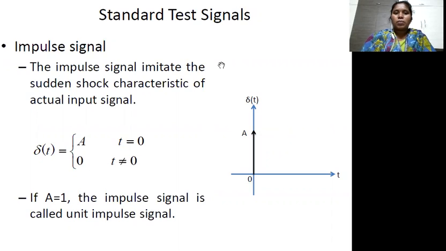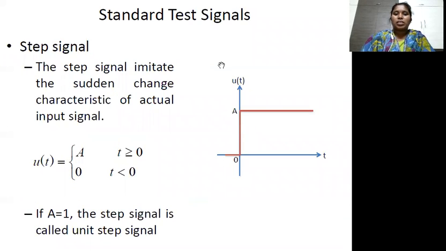Next, coming to the next signal, that is the step signal. A step signal is where we give the input stepwise. Before t equal to 0, the output is 0. After t equal to 0, the output will be some constant. The step input is always indicated with u of t. So u of t is equal to a when t is greater than or equal to 0, where a indicates the magnitude of the step input, and u of t is equal to 0 when t is less than 0.